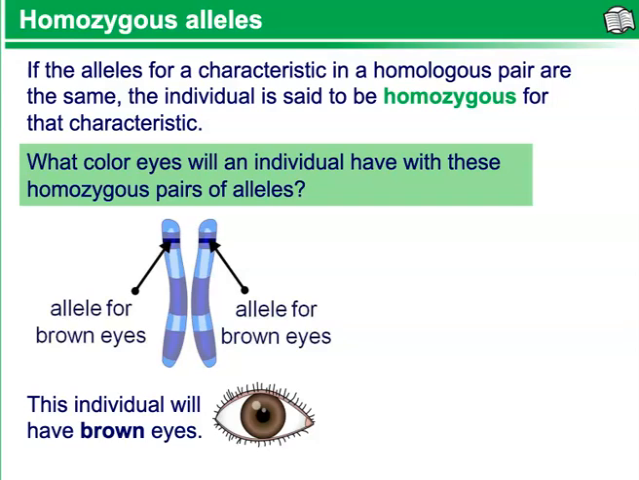In each homologous pair of chromosomes, one chromosome has been inherited from the mother and the other from the father. Similarly, in a pair of alleles for a particular gene, one has been inherited from the mother and the other from the father.